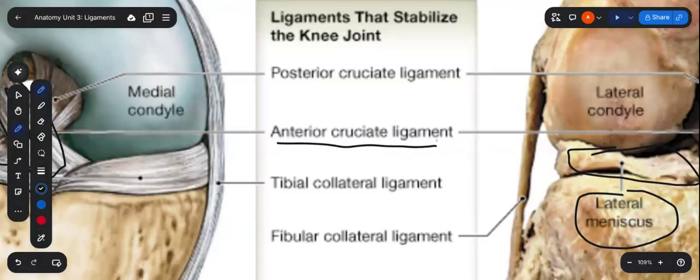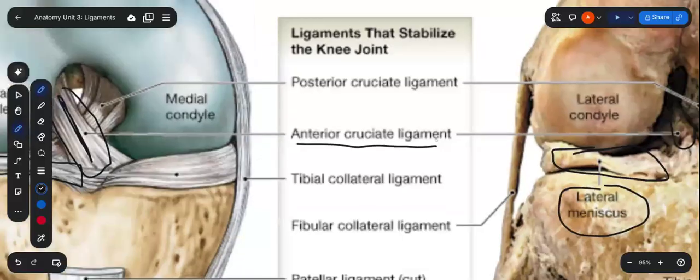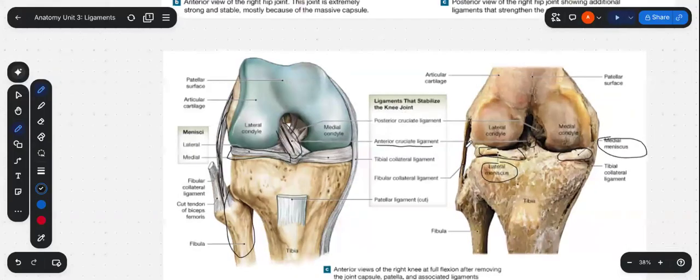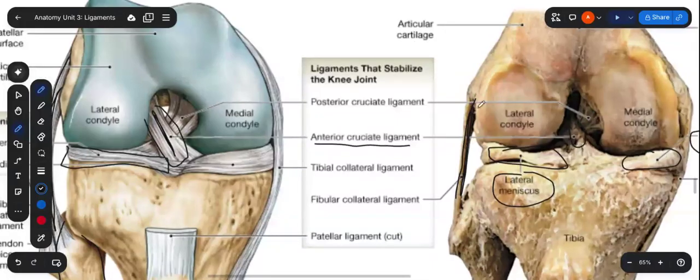Next, you have your collateral ligaments. So the first one is your lateral collateral ligament, LCL as I like to call it. So the lateral one is going to be right over here on this side. This is your lateral collateral ligament, so it can also be seen over here on the model or on the cadaver.